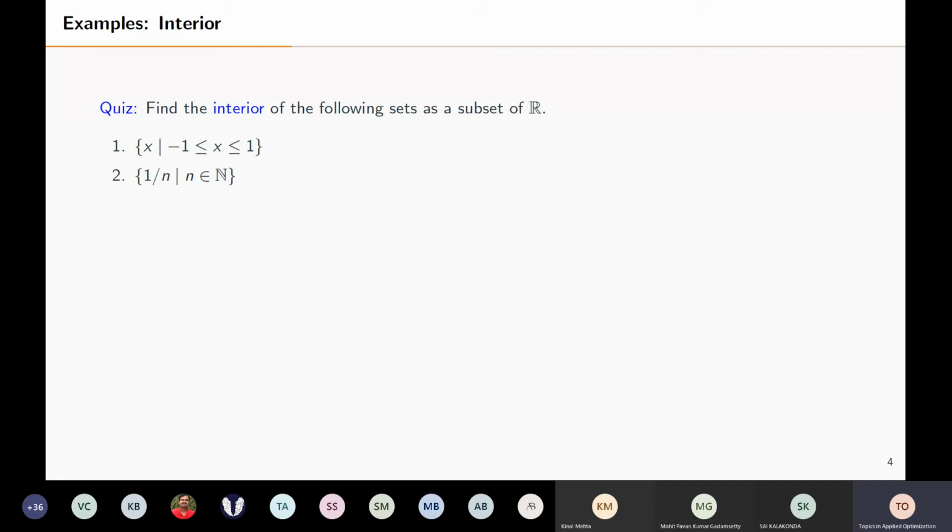So these are further examples. Find the interior of the following sets. You have to find the set of all interior points of this and the set of all interior points of this, and that will be called the interior of the set. There is something called an interior point and there is something called just the interior. The set of all interior points is called the interior. So what do you think is the interior of this?